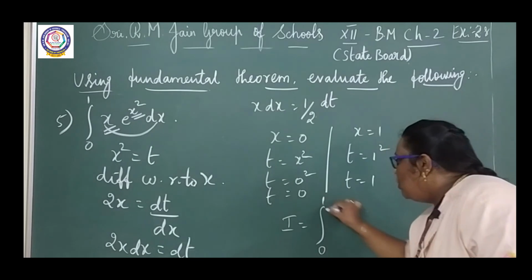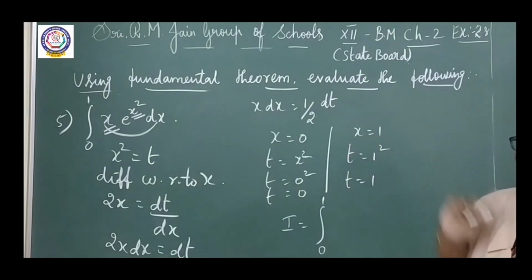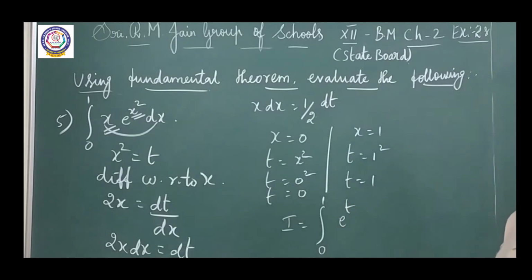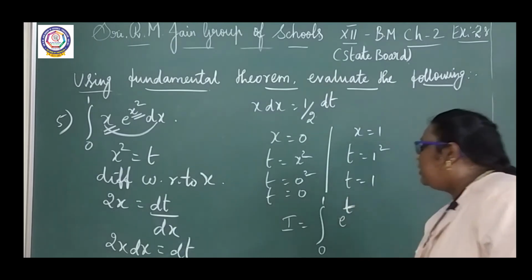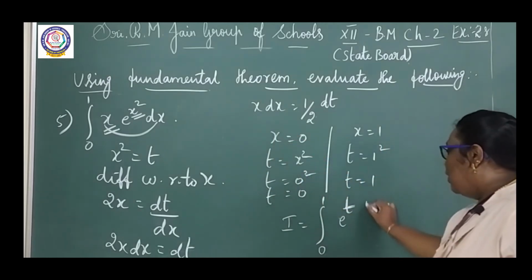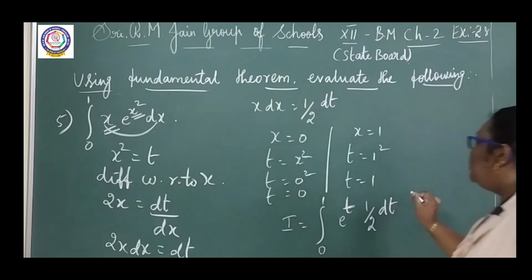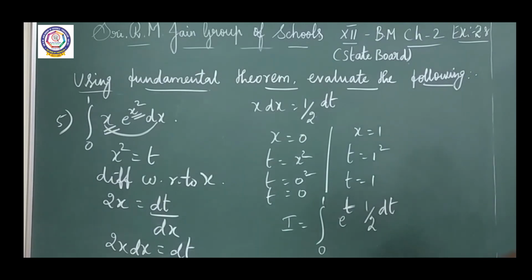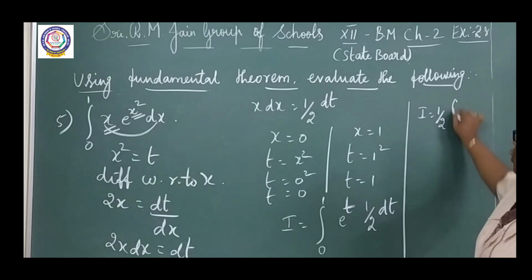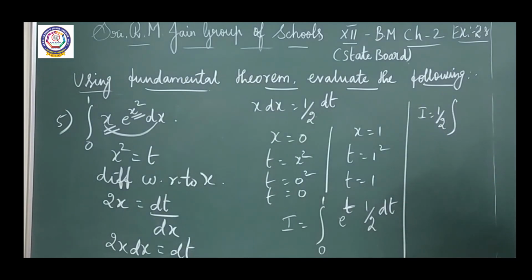So, 0 to 1 x dx e power x square. E power x square is e power t, because I have taken x square equal to t. What is x dx? X dx is 1 by 2 dt. So, I equal to 1 by 2, constant you can take it out, 0 to 1 e power t dt.